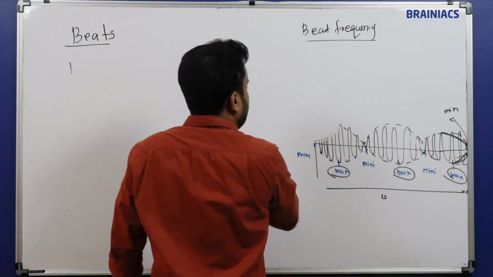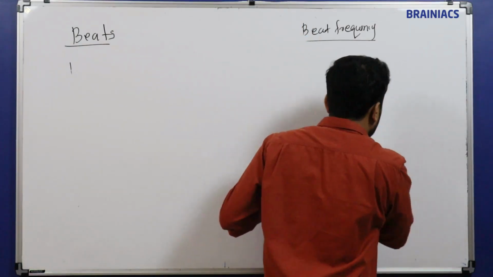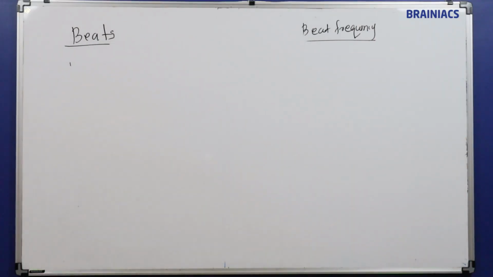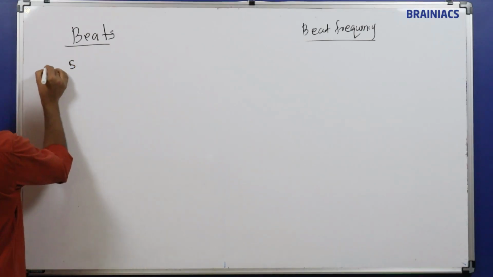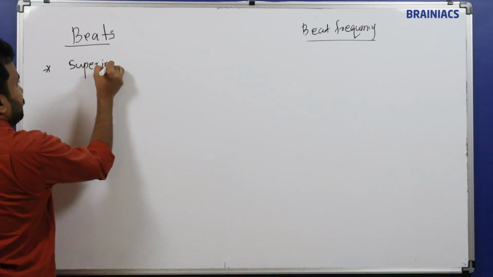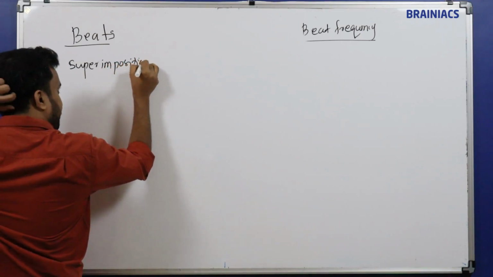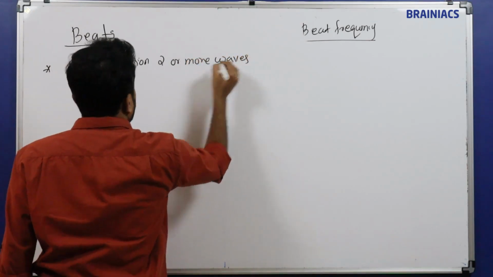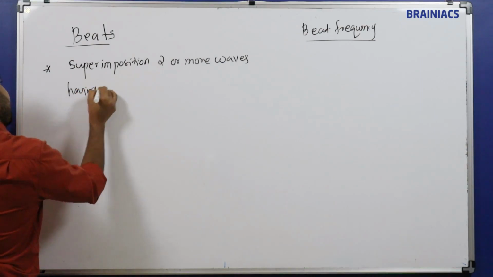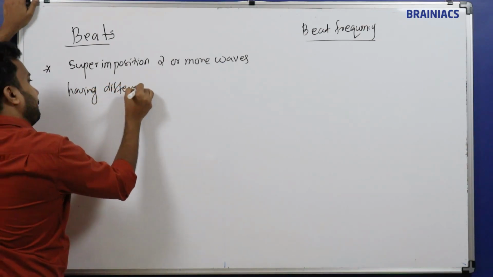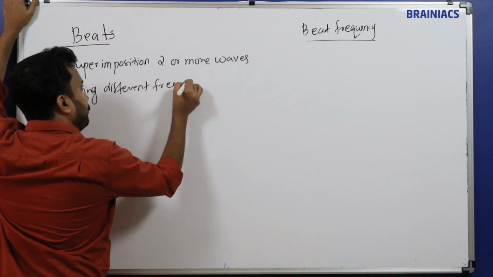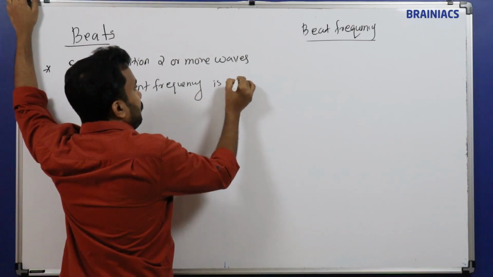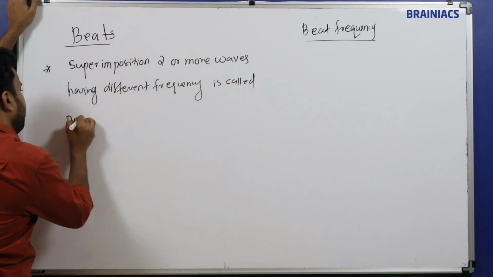Okay, so this diagram is clear, I hope. Now you understood beats. What is the definition of beats? Superimposition of 2 or more waves having different frequency is called beats. All these points should be there in your notebook. This process is called beats.